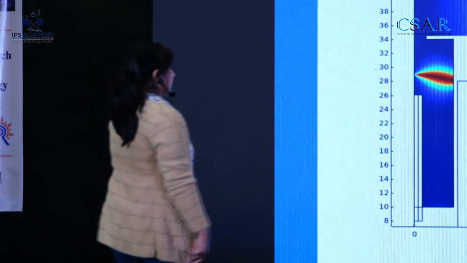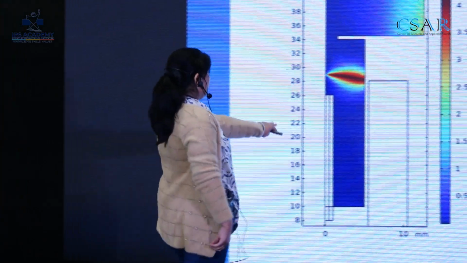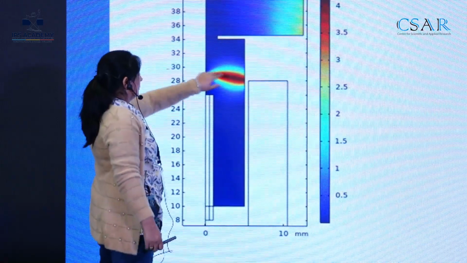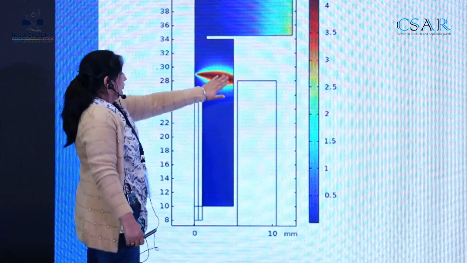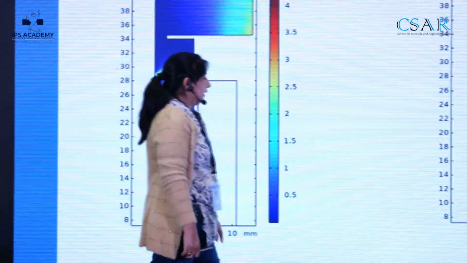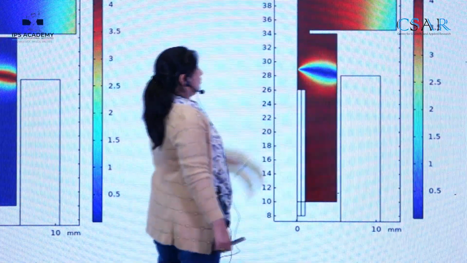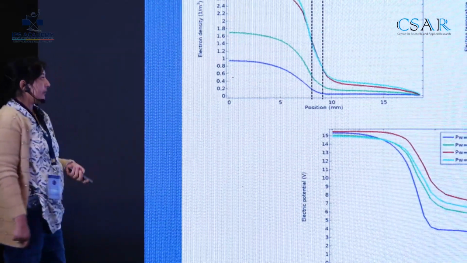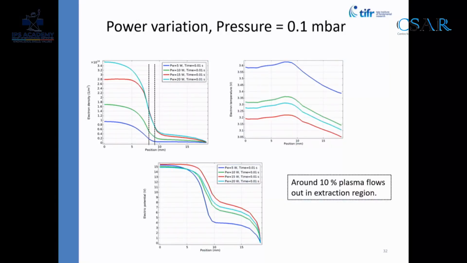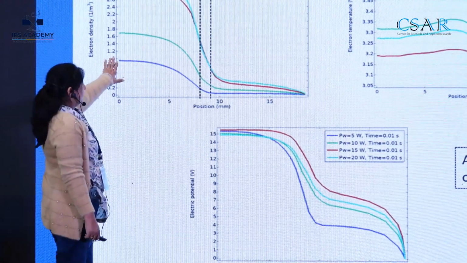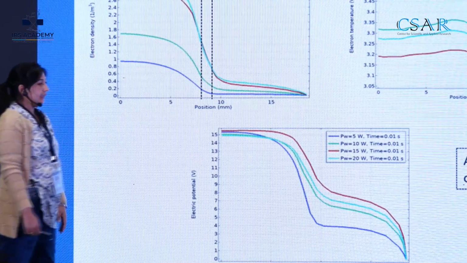So these are the electron mobility profiles which confirm the electron motion, and the separatrix here plays the role that the radial mobility is maximum in front of the separatrix, and then we have the Z mobility part. So I did a power variation at 0.1 millibar. This is the axial profile of density, and we can see that increasing the power from 5 watt to 20 watt, density indeed increases.